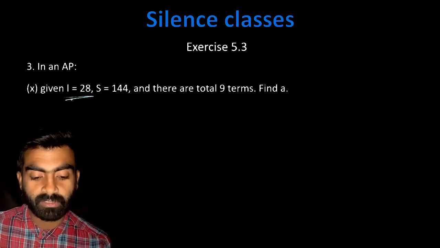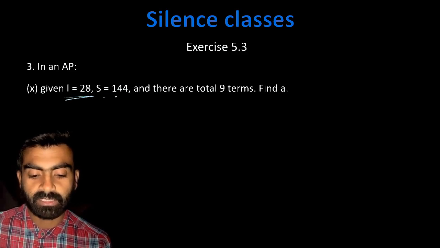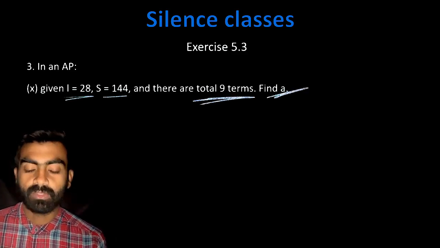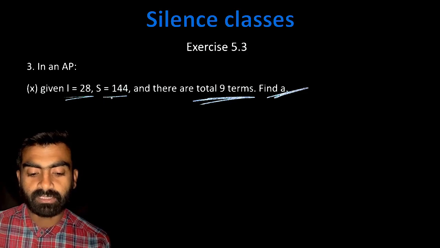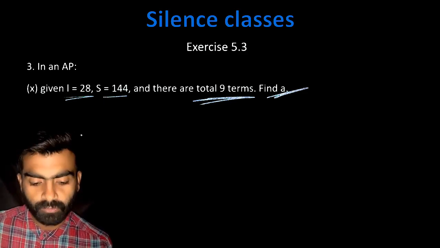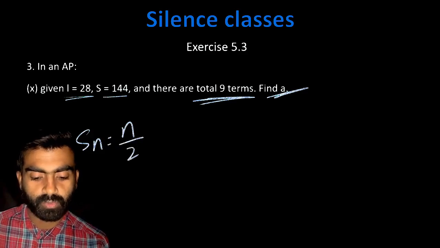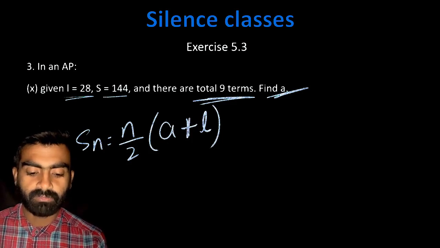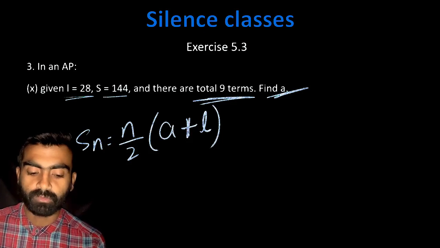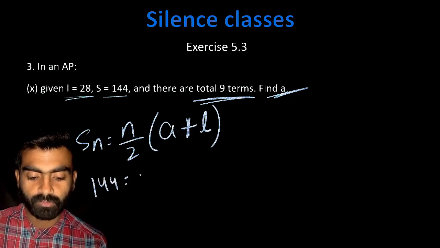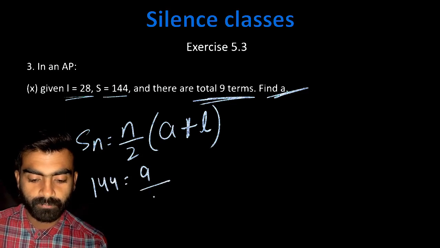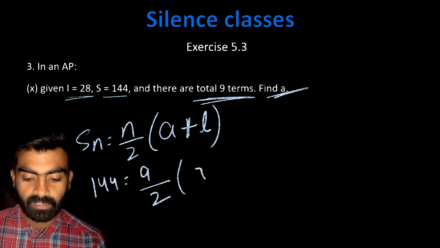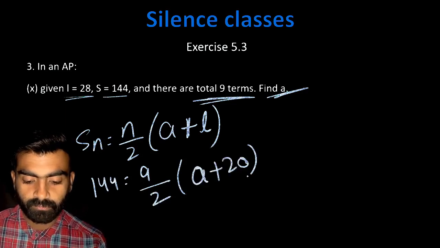Now we have the last term, that is L, which is 28, and the sum of n terms, and there are a total of 9 terms given. We have to find a. Since we have the last term and the sum of the AP, we can use Sn equals n upon 2 times a plus L, because we have to find a. So we get 144 equals n, that is 9 upon 2, times a, which we have to find, plus L, that is 28.